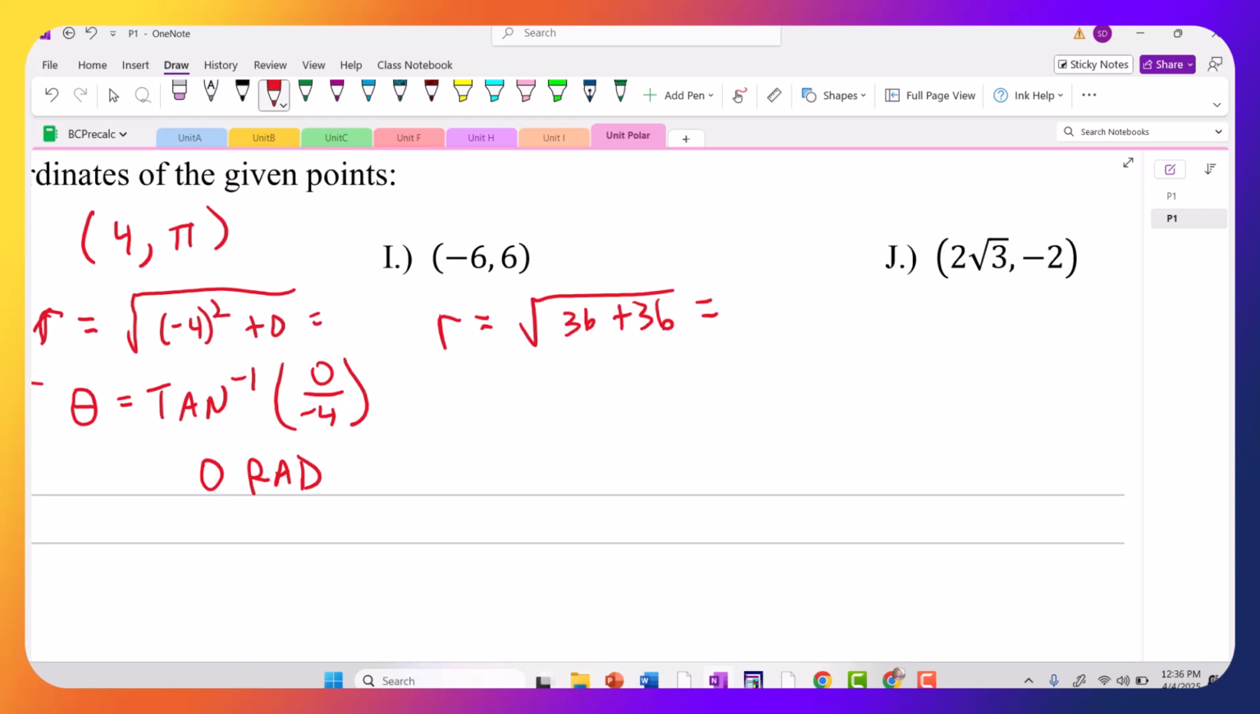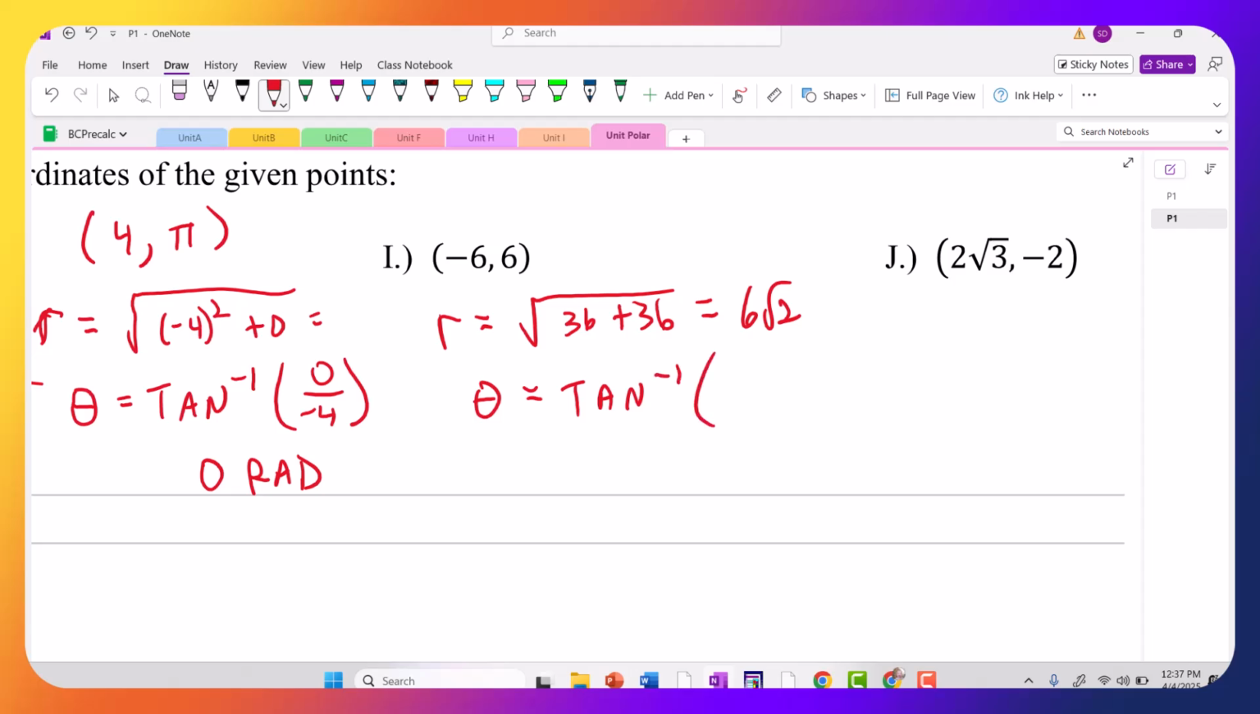6, 6, 6 root 2. This is a 45, 45, 90. But actually, that's what the square root of 72 is. What time is it? Do I have time for the Cricket? Probably not. I got to get moving here. Then here's my whole point for this.